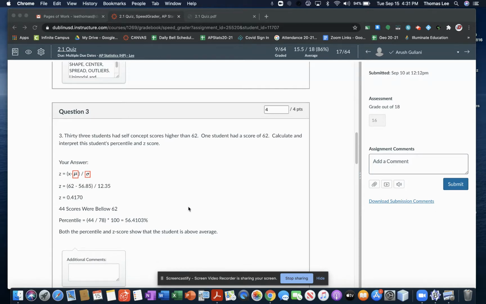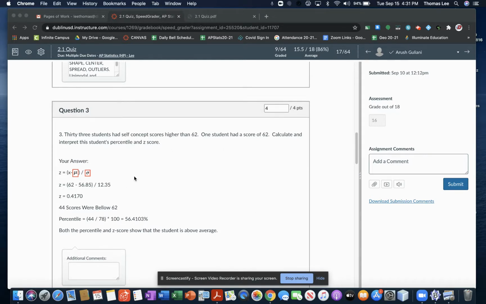The only common student error that I ran into here, most people got z-score, no problem, because that's just a straight up calculation. But with percentile, remember that we're defining percentile as the percent of students or the percent of values that are below that particular value. So if 33 people had scores higher than 62 and exactly one student had a score of 62, so that's 35 observations. So now you have 44 observations that are below, right?